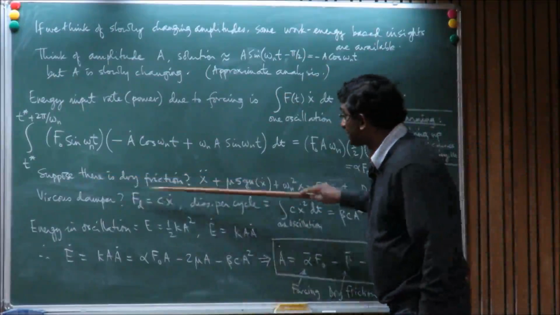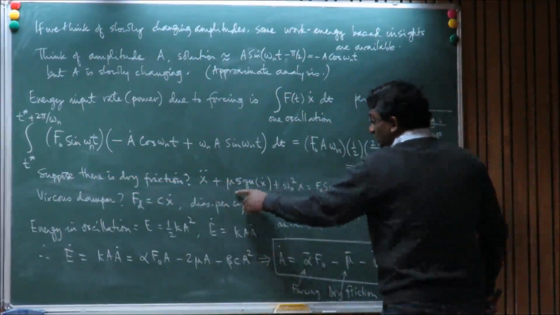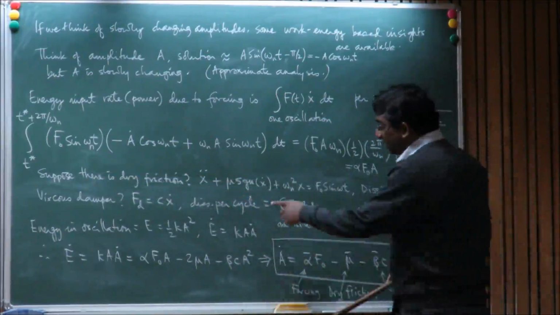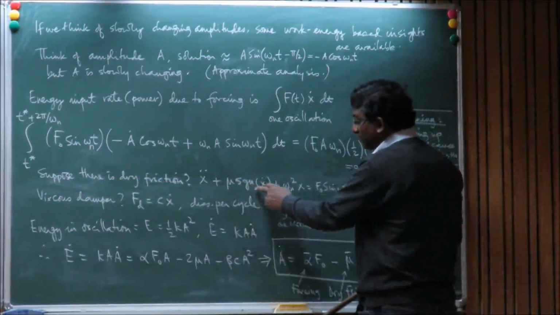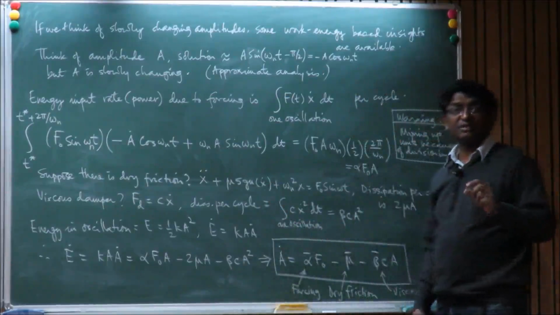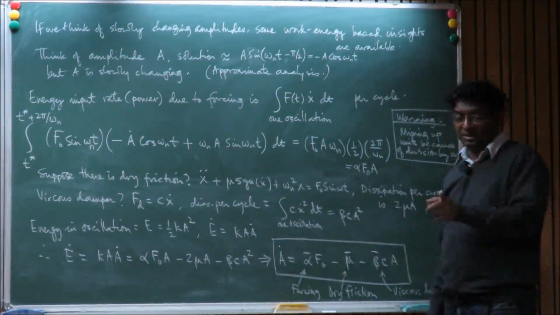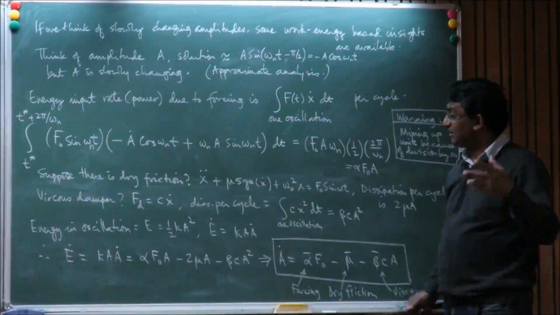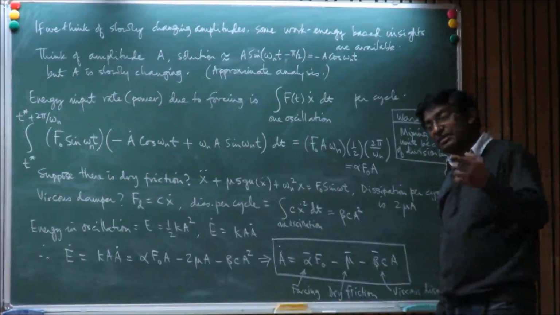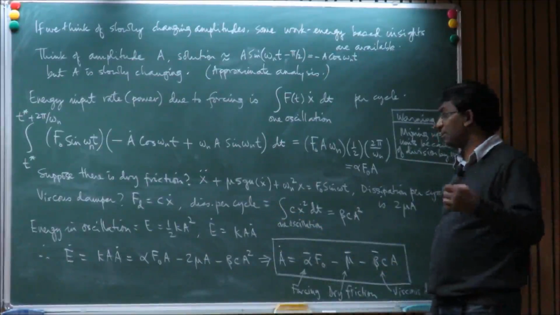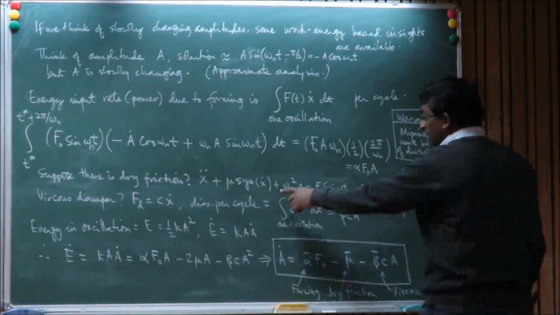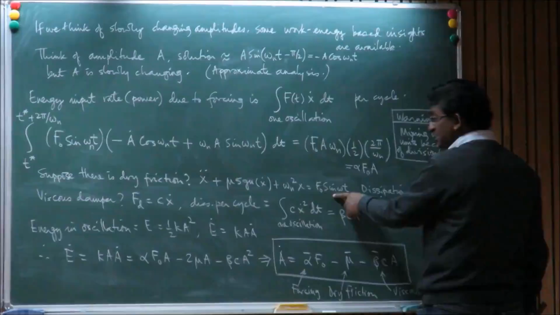Suppose there is dry friction. For example, we are looking at an oscillator like this. So there's x double dot, mu is some effective friction coefficient. Signum of x dot shows that the force has constant magnitude. When x dot is positive, then it is one way with constant magnitude independent of velocity. When x dot is negative, it is the other way with constant magnitude independent of velocity. And then this is the spring term and this is the forcing.